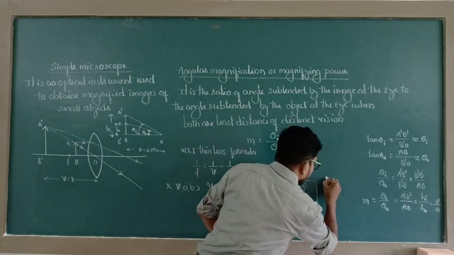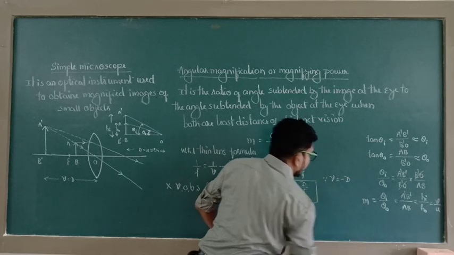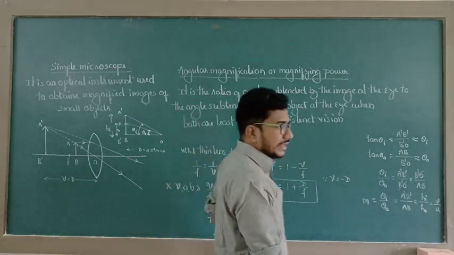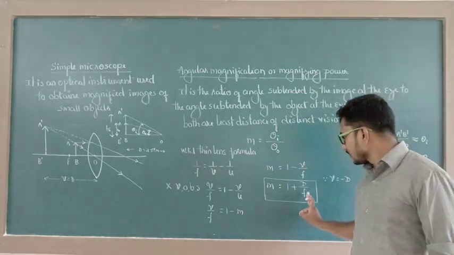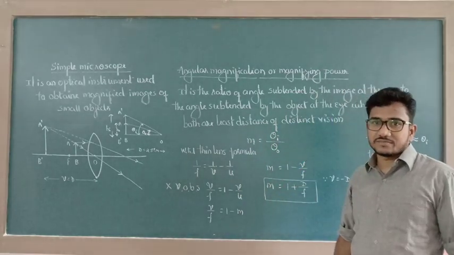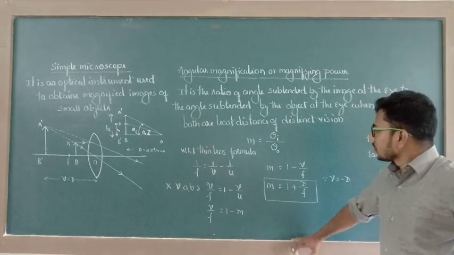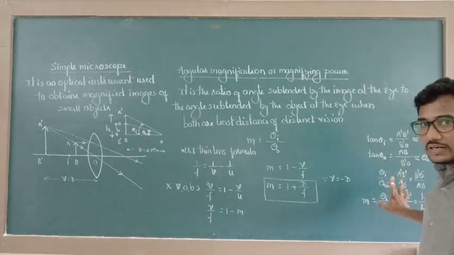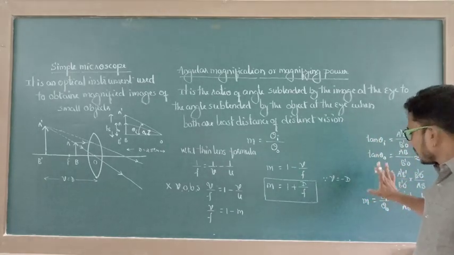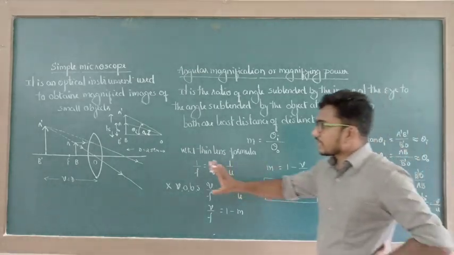Because V is equal to minus D according to the Cartesian sign convention. So this equation is in terms of focal length and image distance, not in terms of object distance. These steps are not required, only for the understanding purpose I have written these steps here. In your examination you just plot this diagram.